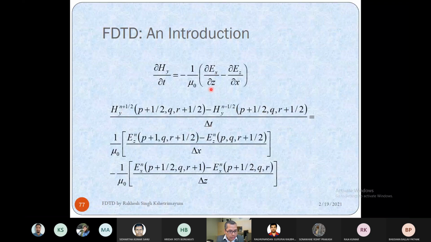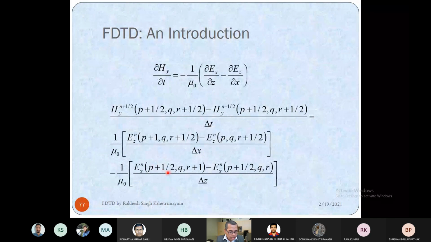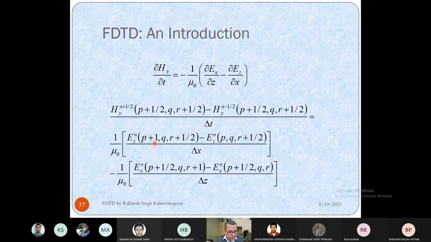Similarly, ∂Ex/∂z is here. Ex is at the center of the edges along the x-axis, so p plus half. Partial derivative with respect to z, so r plus 1 minus r. Similarly, you can look at ∂Ez/∂x here. Ez is at the center of the edges along the z-axis, so r plus half. Partial derivative with respect to x, so p plus 1 minus p.